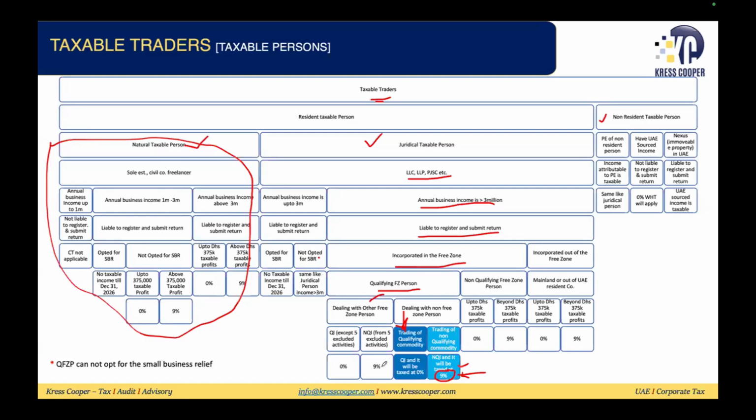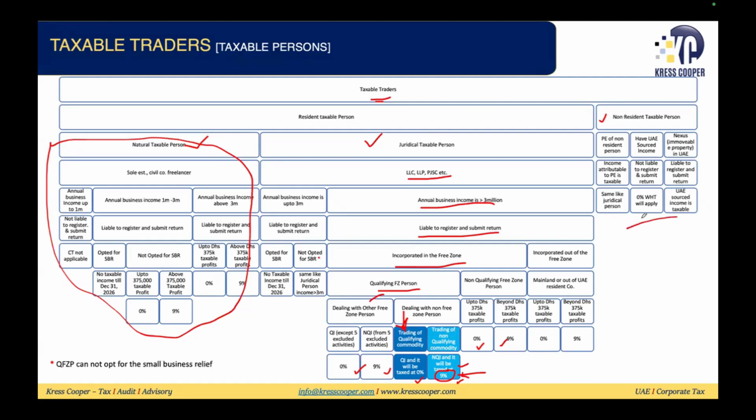Yes, 0% and 9%. This is correct. This is correct as well. Non-qualifying free zone person, this is correct. These all are correct. So if the qualifying free zone trader generates income from the qualifying commodities while making any transaction with a non-free zone person, which is not a domestic PE or foreign PE, that income will be qualifying income provided all other conditions of the qualifying free zone traders are being met. And any income other than that will be straightforward subject to tax at 9%.